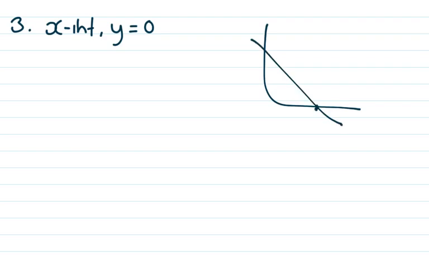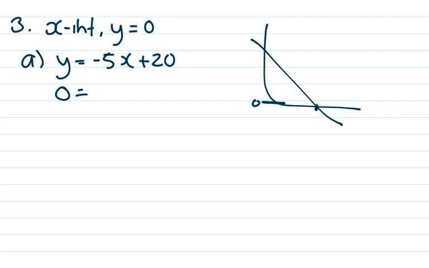Right, number 3. Determine the x-intercept of each of the following. So remember that the x-intercept happens when y equals 0, because that's when the line crosses the x-axis. At that point, y is equal to 0. So I'm going to plug 0 in for y. So A is y equals negative 5x plus 20. So if y equals 0, then I have 0 equals negative 5x plus 20.